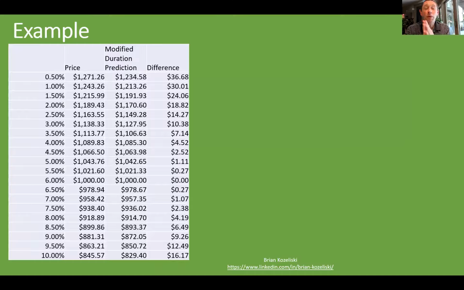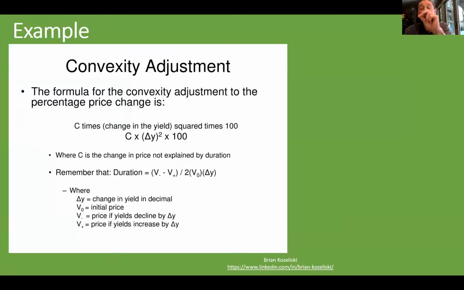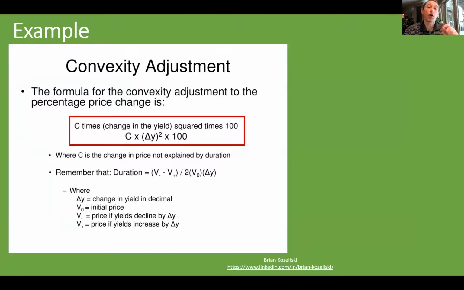Before we get there, let's go back and look at the actual differences between the actual price of a bond given a change in interest rates and the prediction based on modified duration. You can see in the far right column the error term there. As we move away from that 6%, we get worse and worse predictions. Now, we're going to take that convexity number and plug it into this formula here, and that's going to be an additional adjustment to that modified duration prediction.